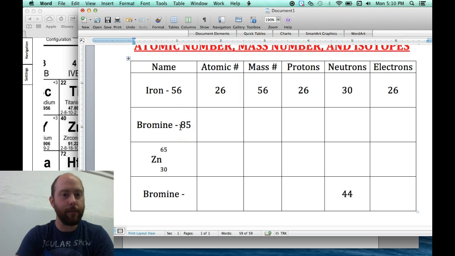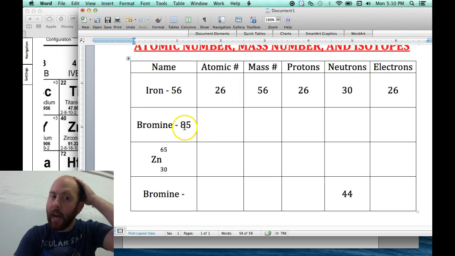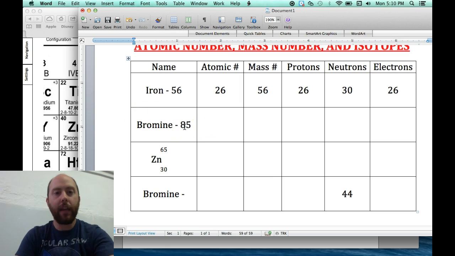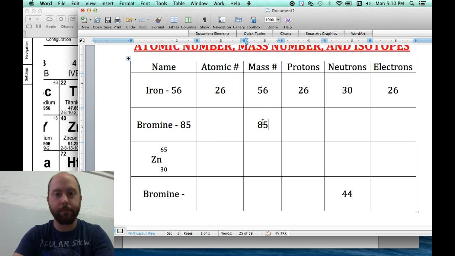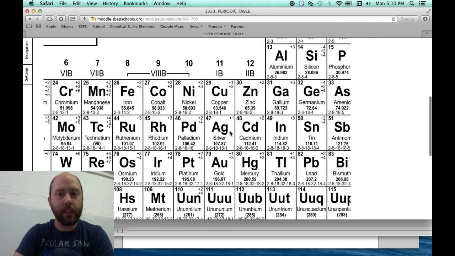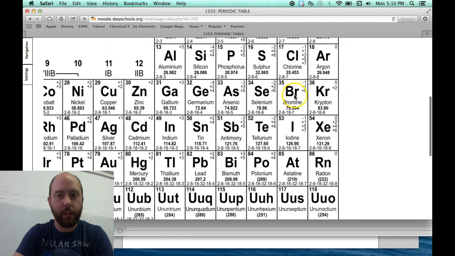Bromine 85. Okay, now, common mistake, people say, oh, 85 is the atomic number. No, no, no, no. This is the mass number. Anytime there's a number written next to the element in this notation, this is the mass number. So I can put the mass number here, 85. To find the atomic number, we need to go to the periodic table. So let's find bromine. There it is. The atomic number is 35.